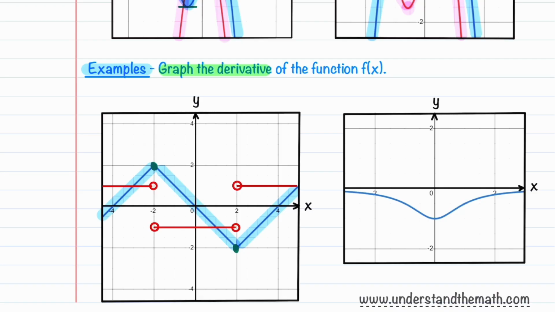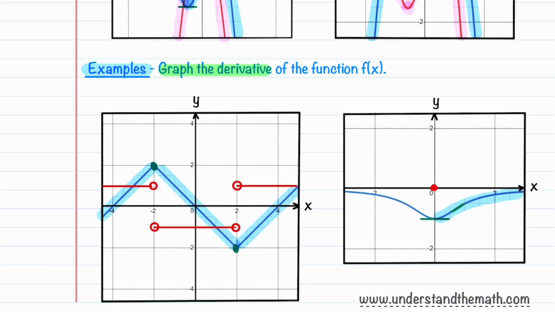Let's now look at the graph on the right. Let's start by looking at where our function has a slope of 0. That occurs right here. So our derivative is going to equal 0 at that point. When x is positive, our function is increasing, and it looks like it has the biggest slope about right here.